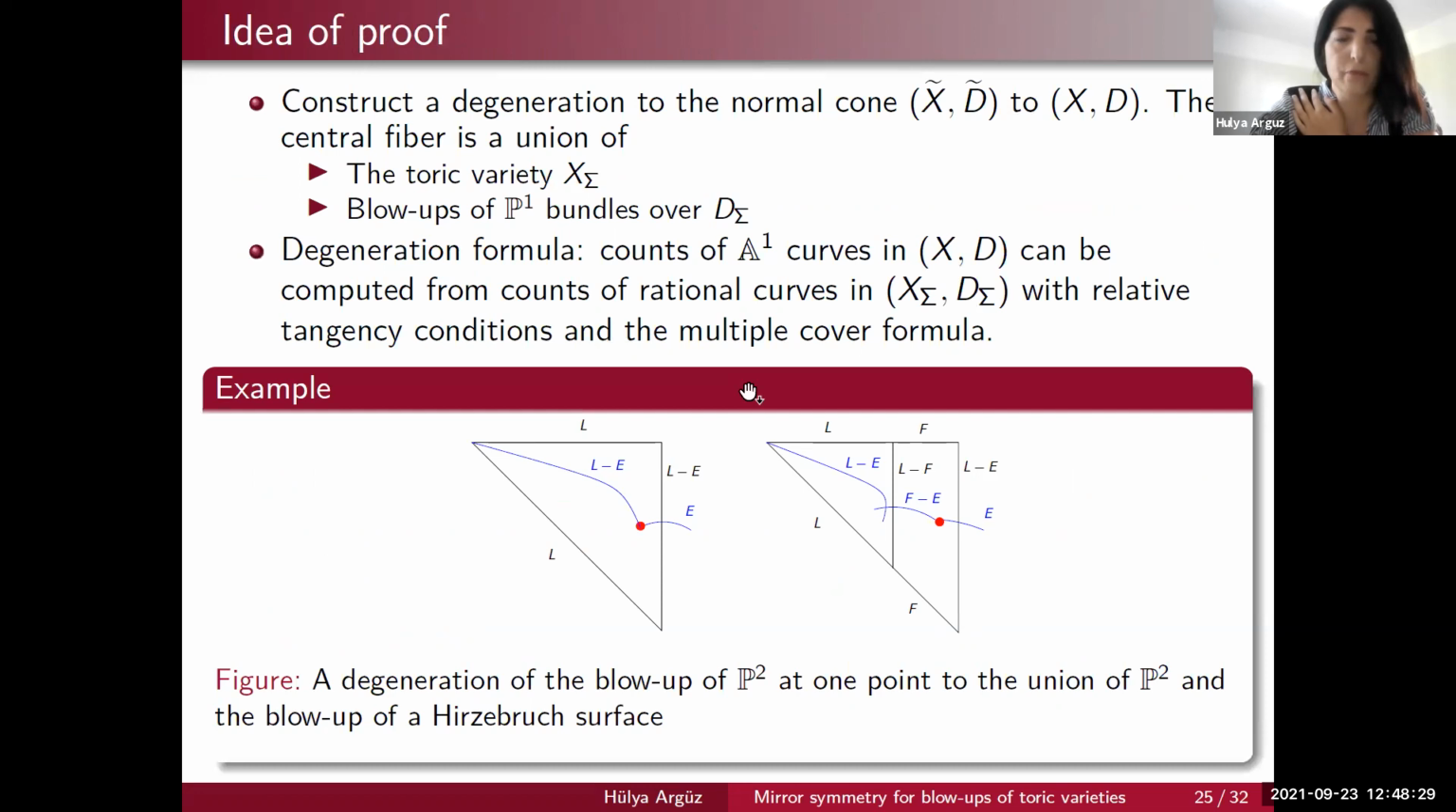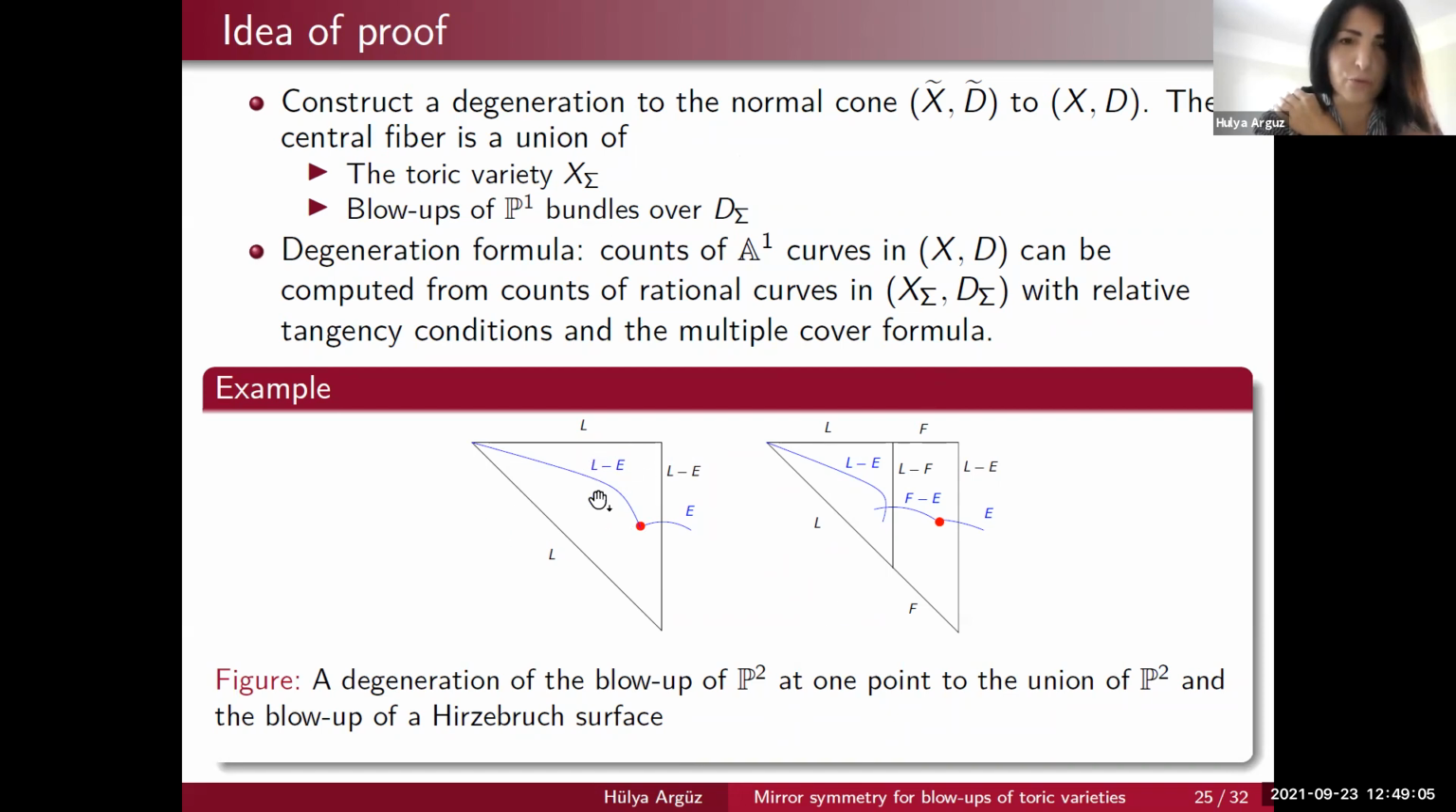And the idea of the proof is as follows. You have your X_t, and you construct a degeneration of X_t to the normal cone, which means that you degenerate X_t into a toric variety. For instance, if you consider P2 blown up at a non-toric point, you can degenerate it into P2 union a P1-bundle over the toric boundary, in this case just a Hirzebruch surface.